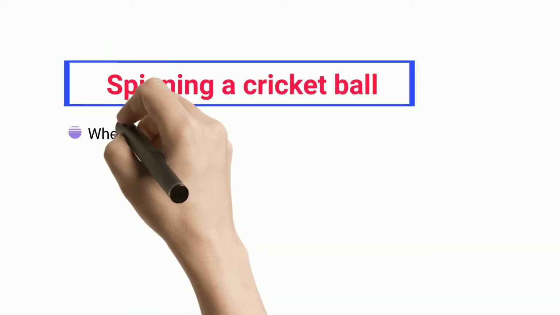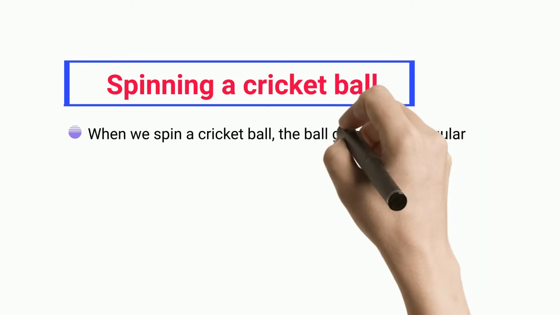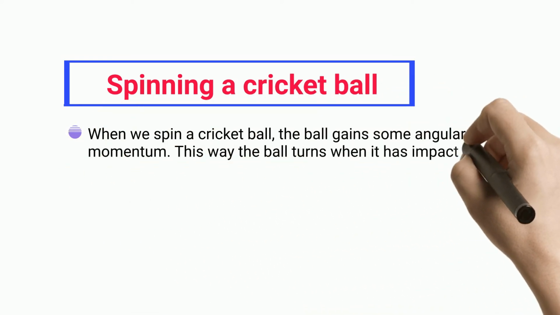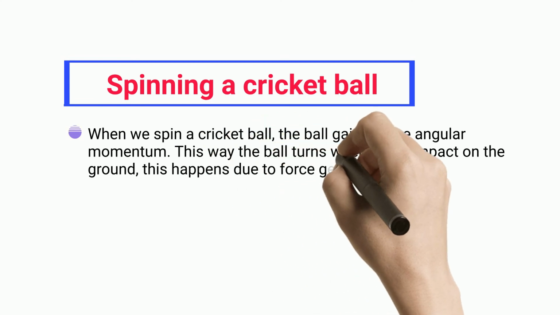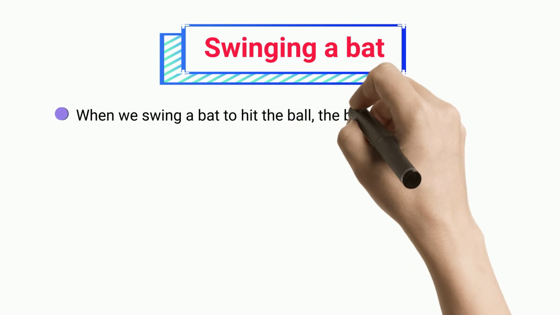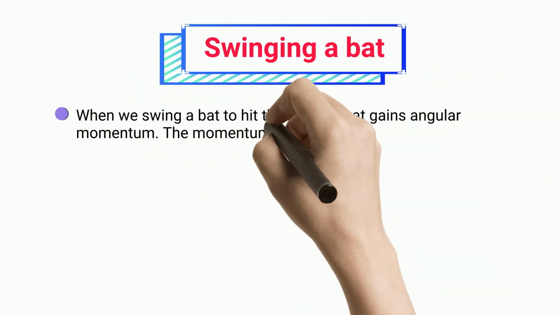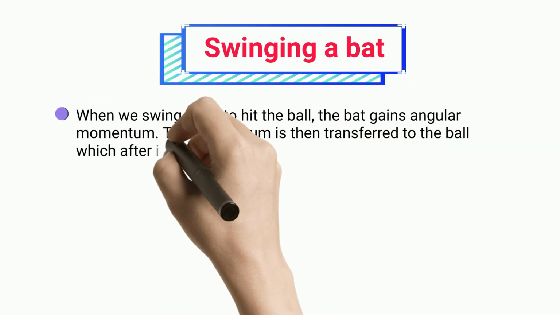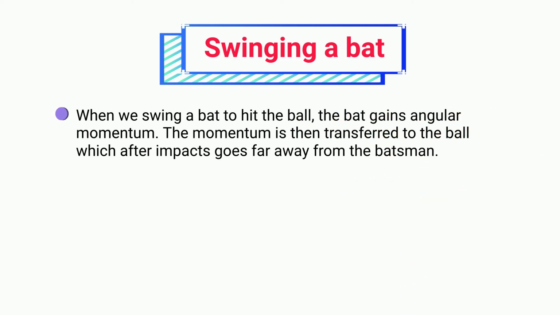Spinning a cricket ball. When we spin a cricket ball, the ball gains some angular momentum. This way the ball turns when it has impact on the ground. This happens due to force generated due to angular momentum. Swinging a bat. This is the most common example of rotational motion. Once the thread is subject to rotation, the stone tied with it gains angular momentum.